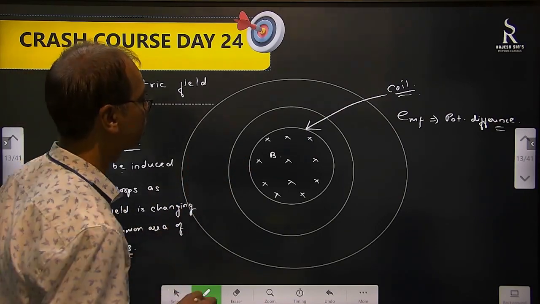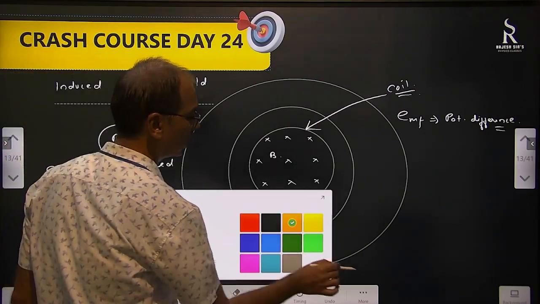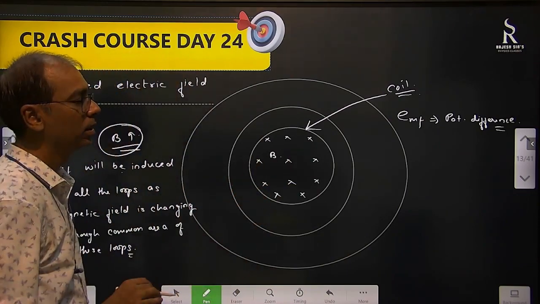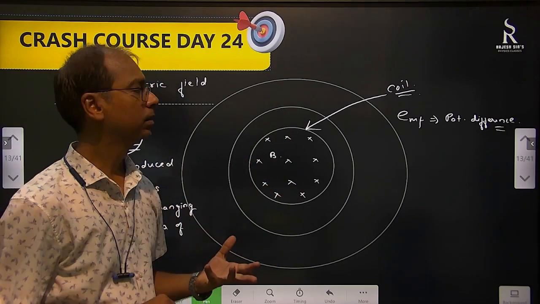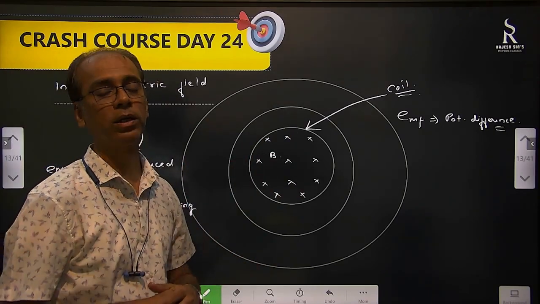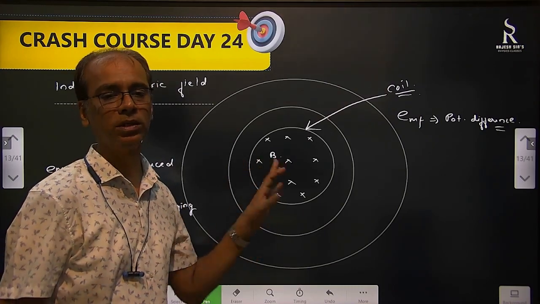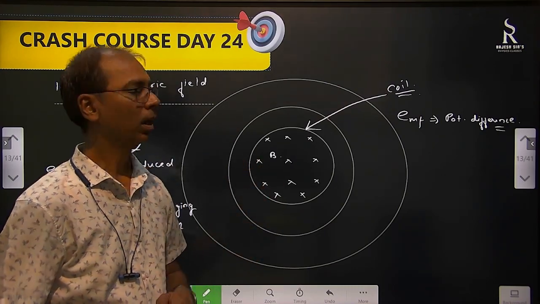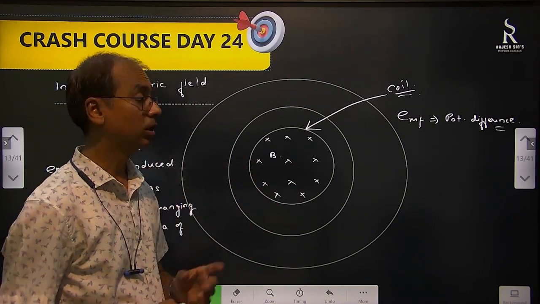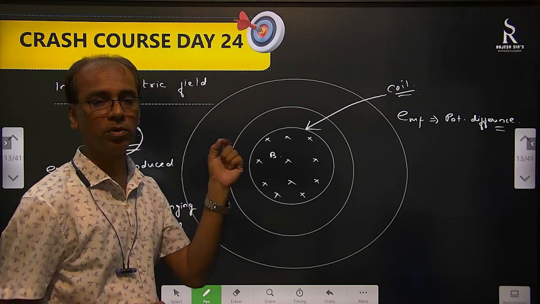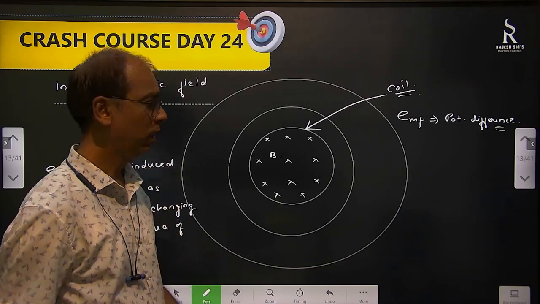So what is happening here? Just see. Here I am saying the magnetic field is increasing. So if the magnetic field is increasing, in this one flux is increasing. And if flux is increasing, there will be an induced current in that. And what will the induced current try to do? It will try to decrease the increase in magnetic field. So the induced current will try to produce its own magnetic field, which will be opposite to this one. I'm writing it.